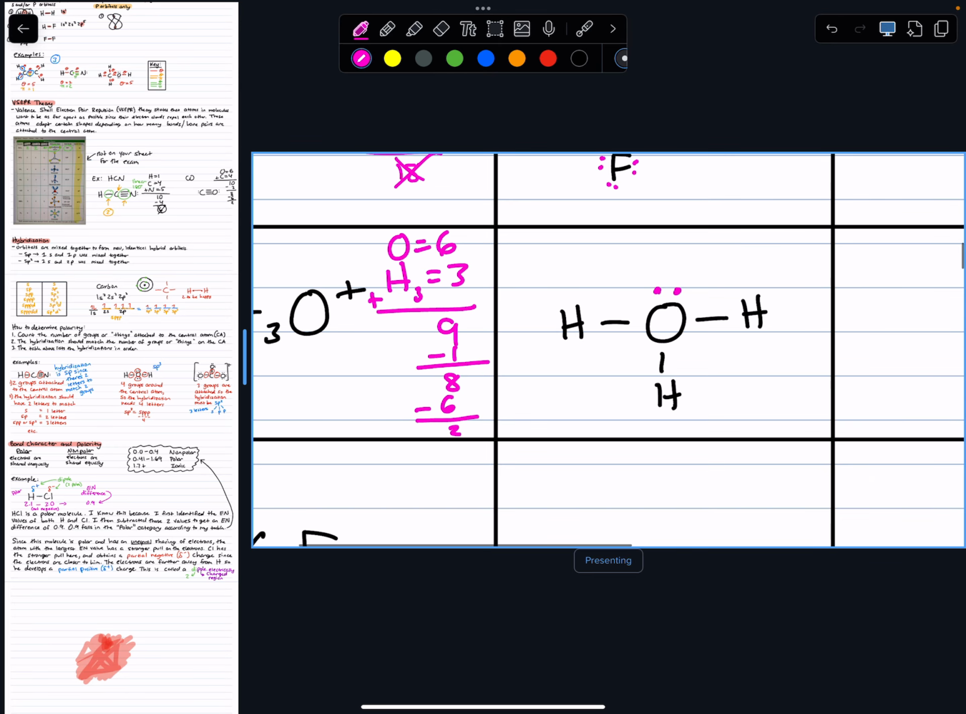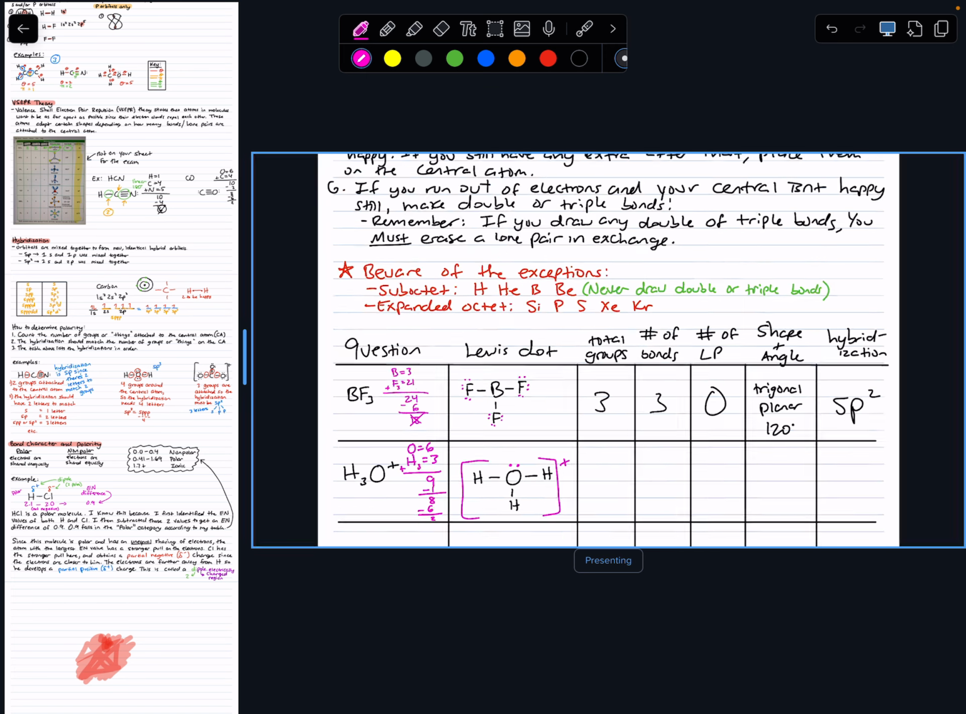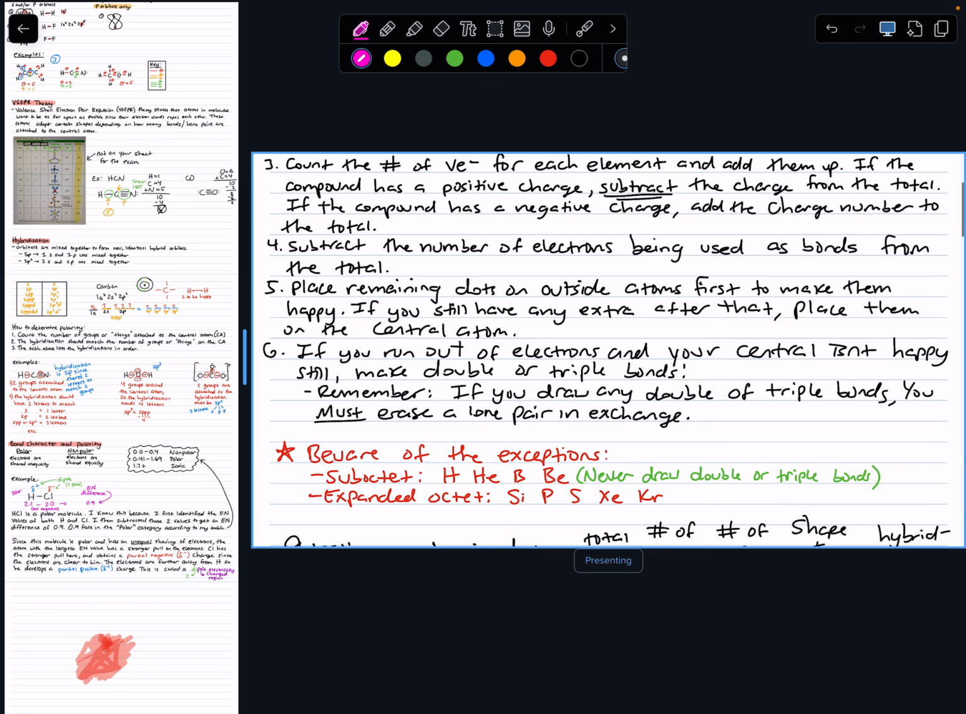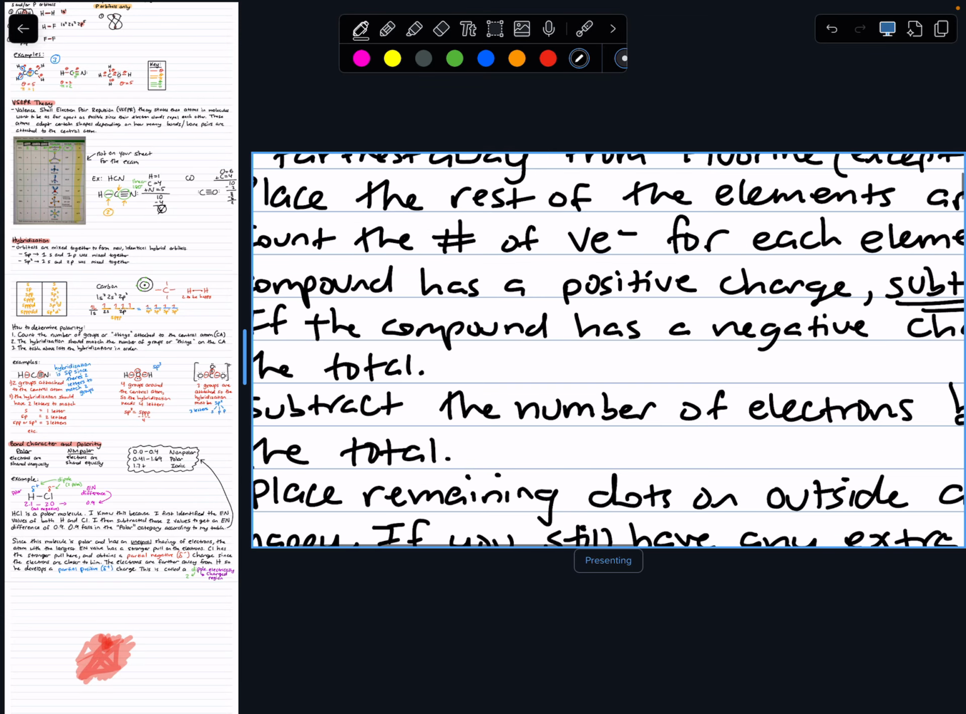What's wrong with this? I've got to put brackets. Guys, if you don't put brackets, I'm marking it wrong. When do you put brackets? Good. So I'm going to put that here, just so you know.